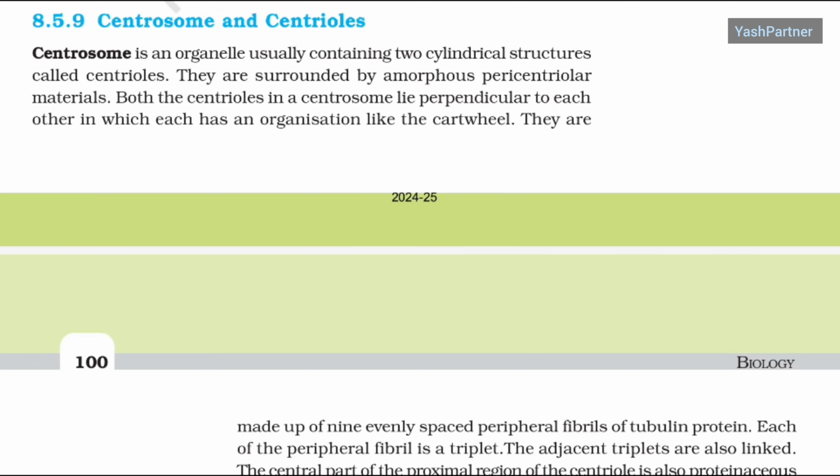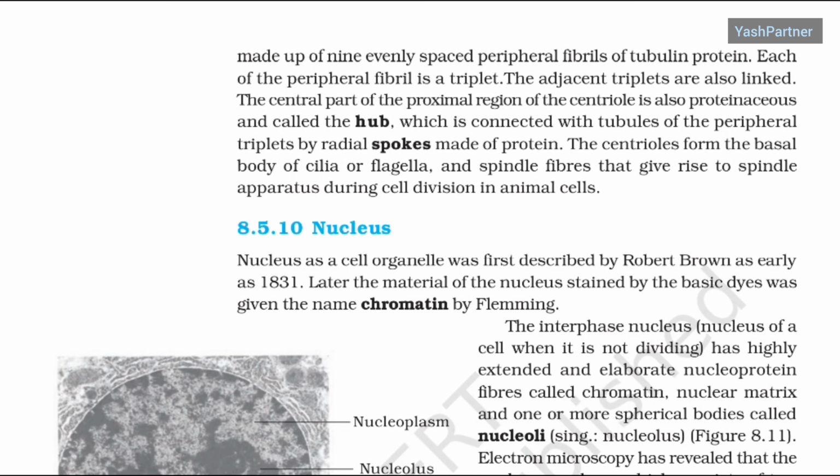8.5.9 Centrosome and centrioles. Centrosome is an organelle usually containing two cylindrical structures called centrioles. They are surrounded by amorphous pericentriolar materials. Both the centrioles in a centrosome lie perpendicular to each other, in which each has an organization like the cartwheel. They are made up of 9 evenly spaced peripheral fibrils of tubulin protein. Each of the peripheral fibrils is a triplet.